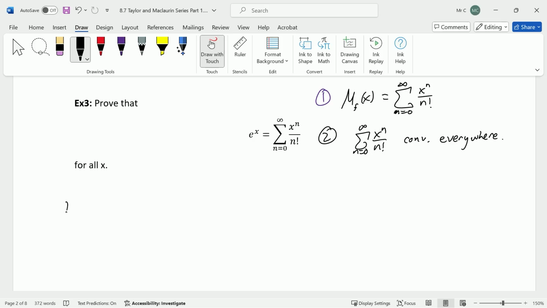So the first thing I have to do is write out my remainder formula. And really, I only need that the absolute value of the remainder goes to 0. I should maybe be more precise about that. So we're looking at the absolute value of r sub n of x. And our formula for that is the absolute value of the n plus 1th derivative at z over n plus 1 factorial times x minus a, but a in this case is 0 because it's the Maclaurin series, so that's x to the n plus 1th power.